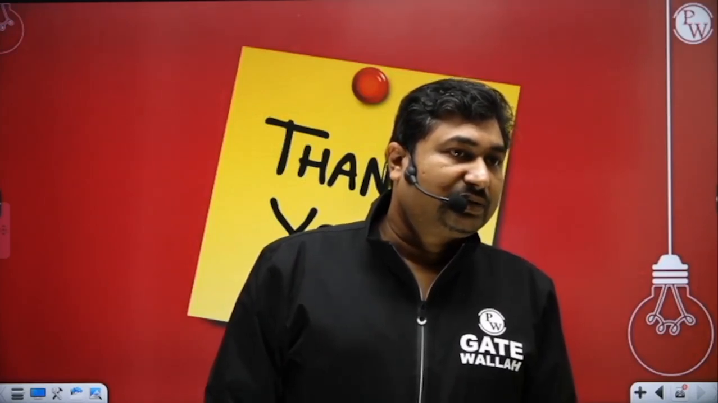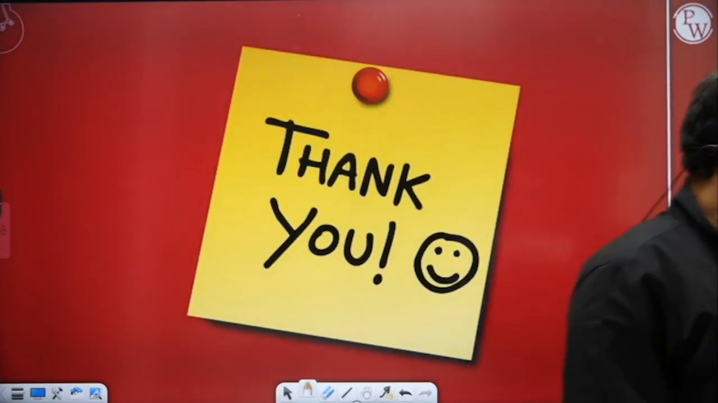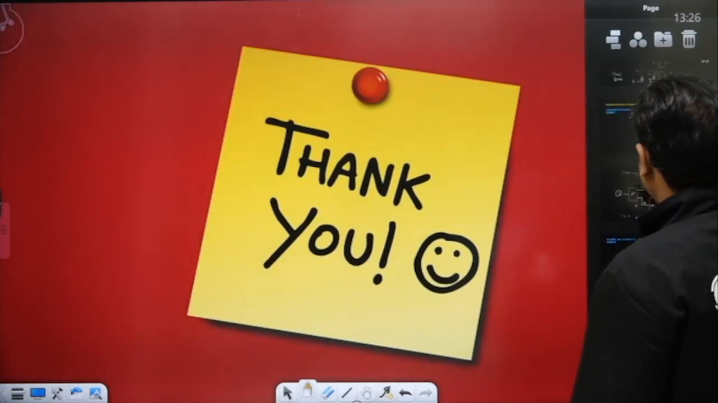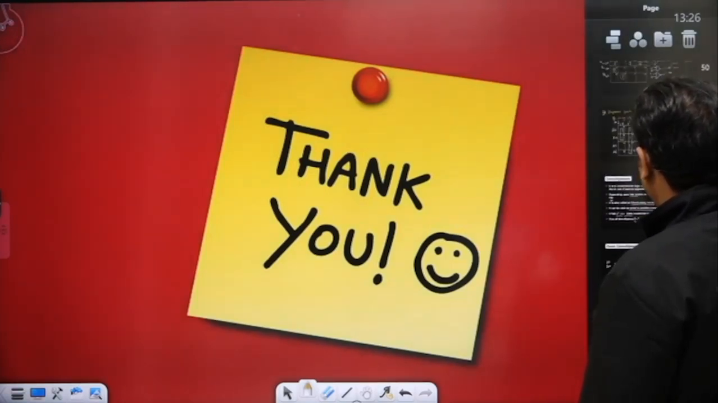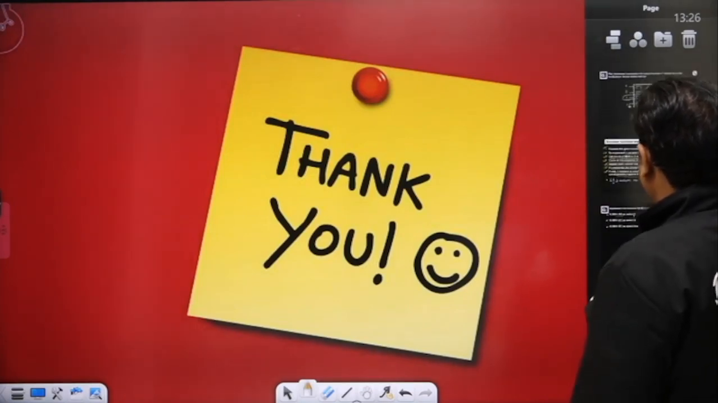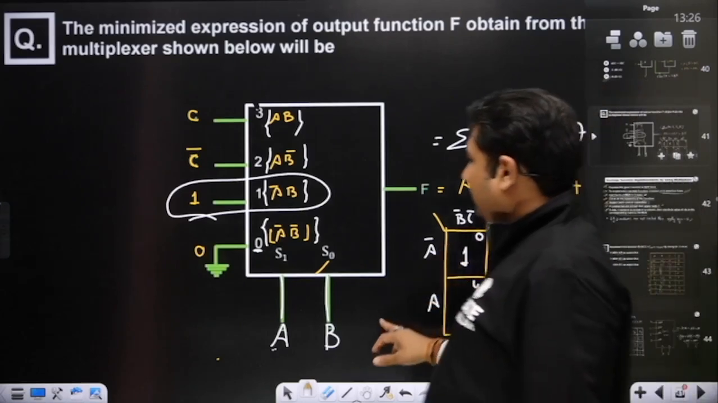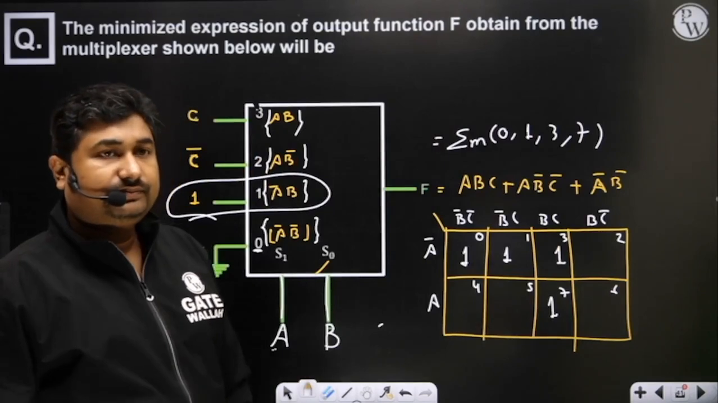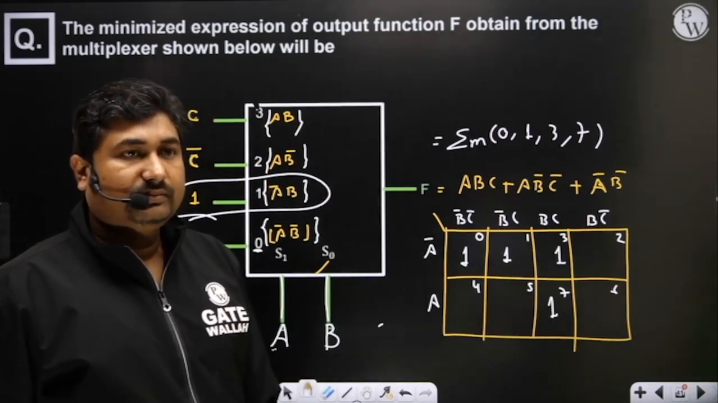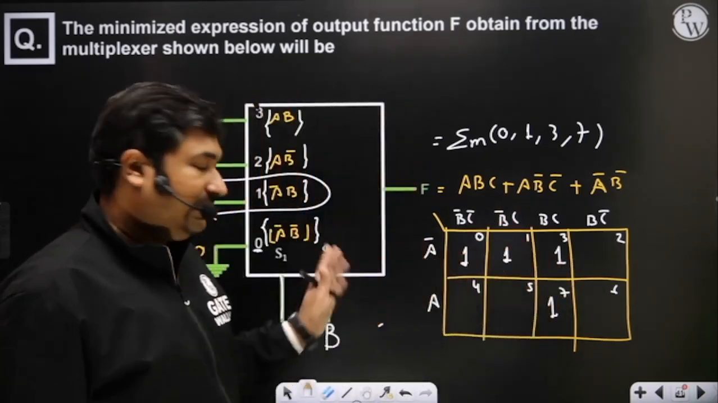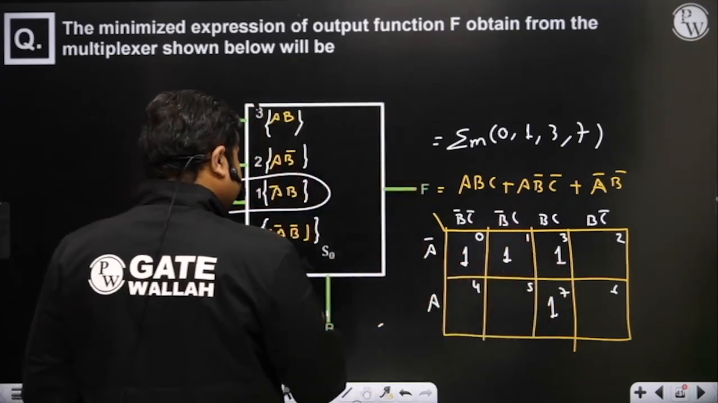Sir, please explain the question before Boolean function implementation again. Before Boolean function implementation. So, this one, Dhruv? Are you asking for this one? Yes, sir. Okay. Please see.